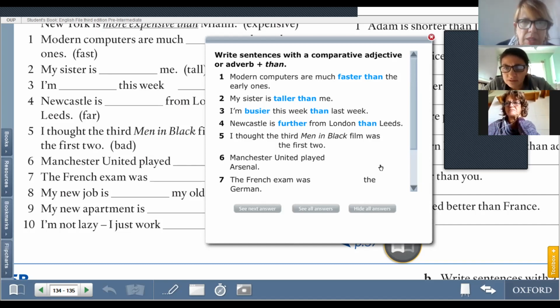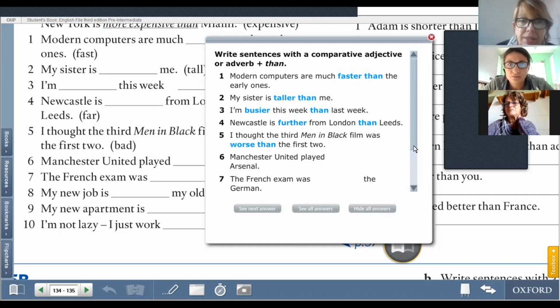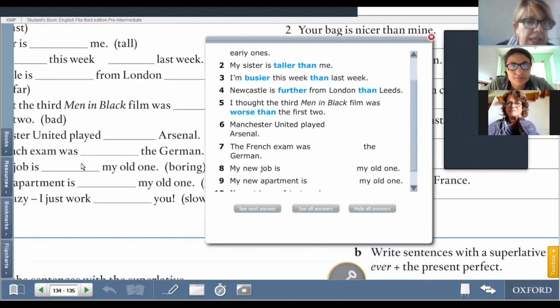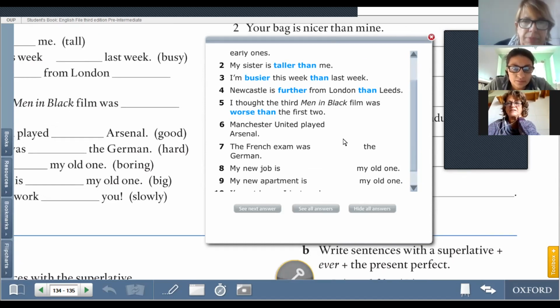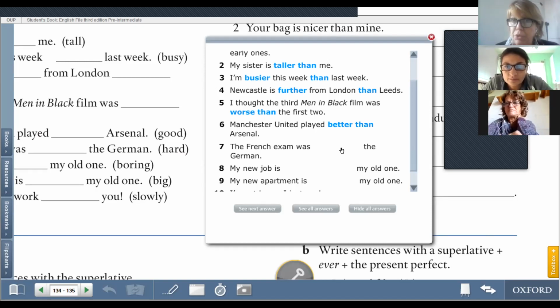I thought. I thought the Third Man in Black film was worse than the first 2. Yes, worse than. Perfect. Okay, Anna, number 6 is good. Manchester United played better than Arsenal. That's very good. Manchester United, there are 2 football teams. So Manchester United played better than Arsenal.